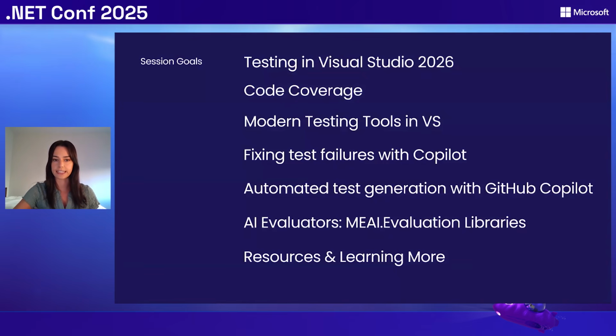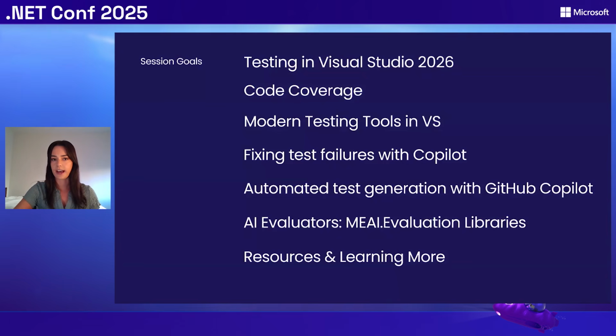So I'll start with a look at code coverage and how it helps you understand your test quality at a glance. And then we're going to go through some of those modern testing tools like the Test Explorer, live unit testing, CodeLens, and hopefully fix some bugs using Copilot from there too. After that, I'm going to demo our newest capability, GitHub Copilot testing for .NET, which can automatically generate high quality unit tests for your whole solution at once.